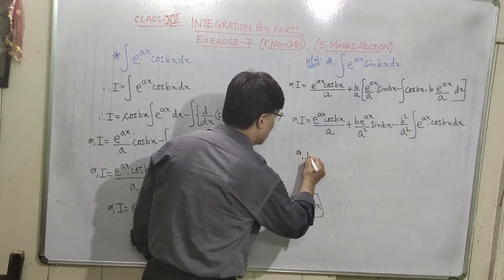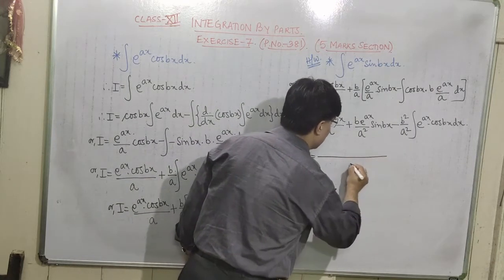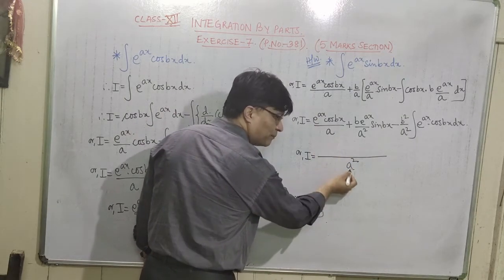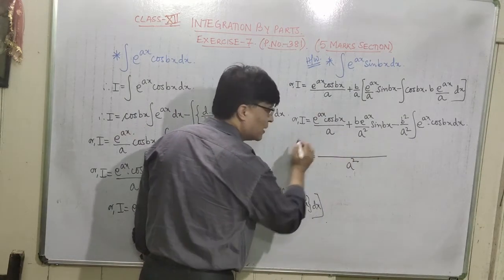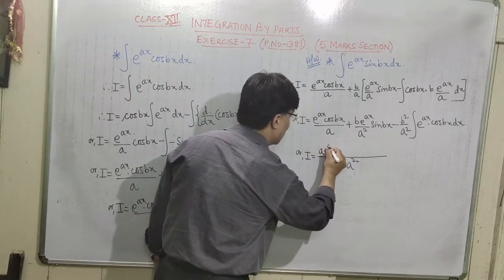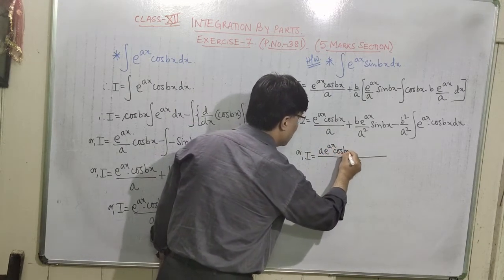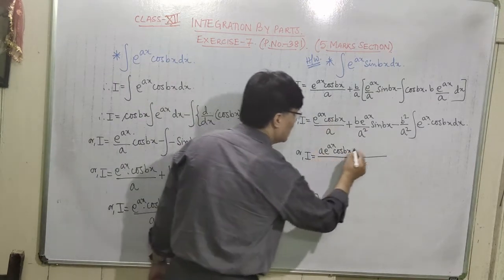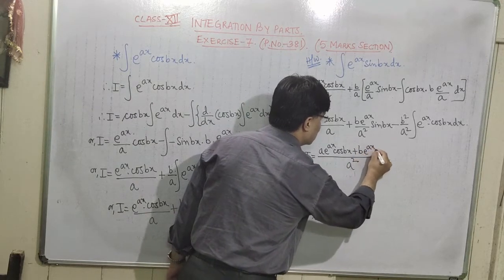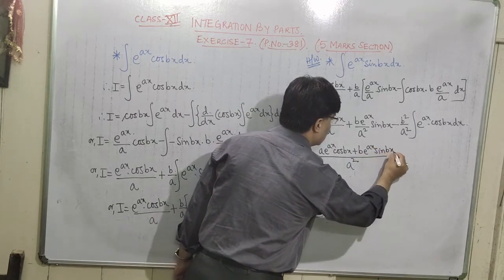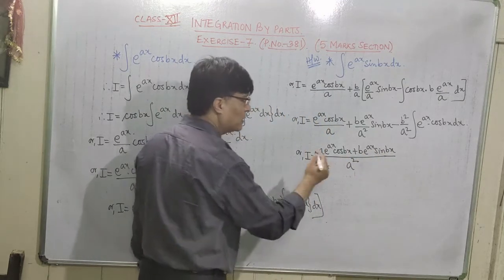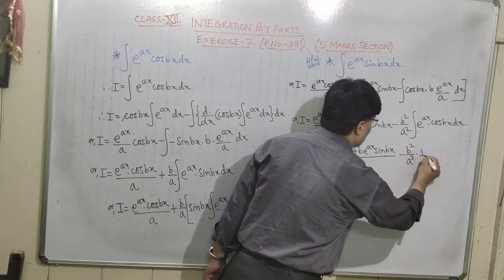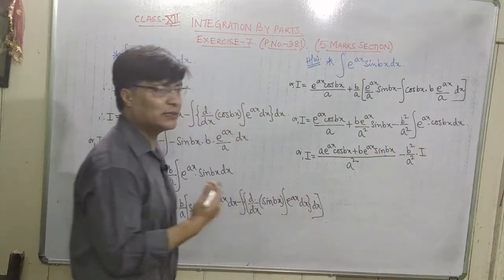So, or I is equal to, now let us find out the LCM here. LCM is a square. So this LCM is divided by a, then a square divided by a is a. So it is a e to the power ax cos bx plus. Again this a square is divided by a square, that is 1. So it is b e to the power ax sin bx. Is that clear? Next, minus b square by a square into, now instead of this integration you can write I.